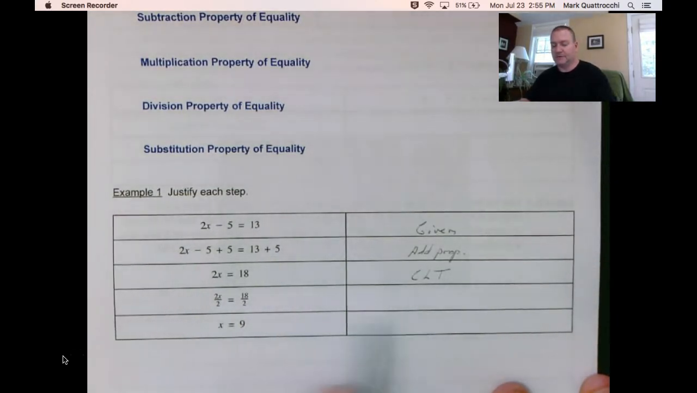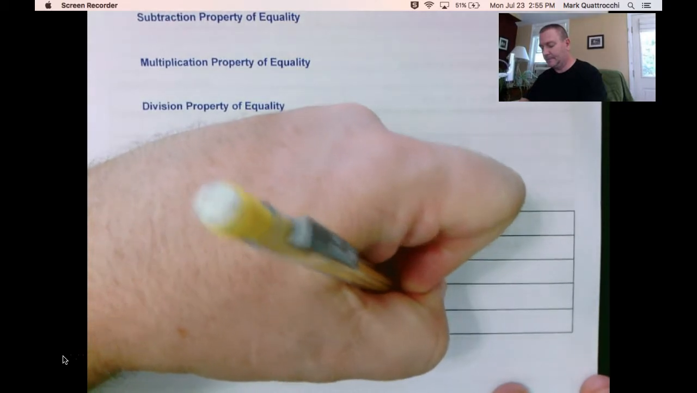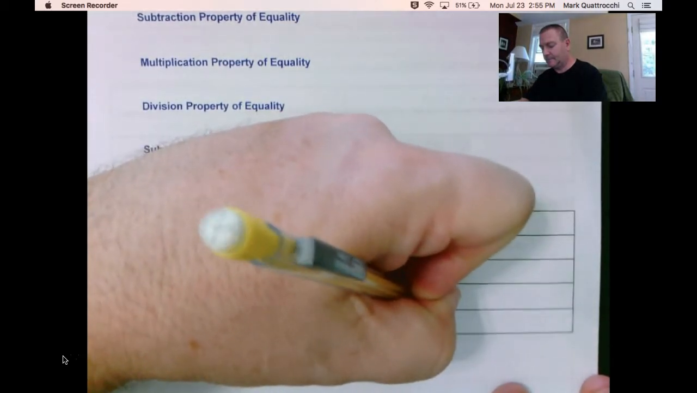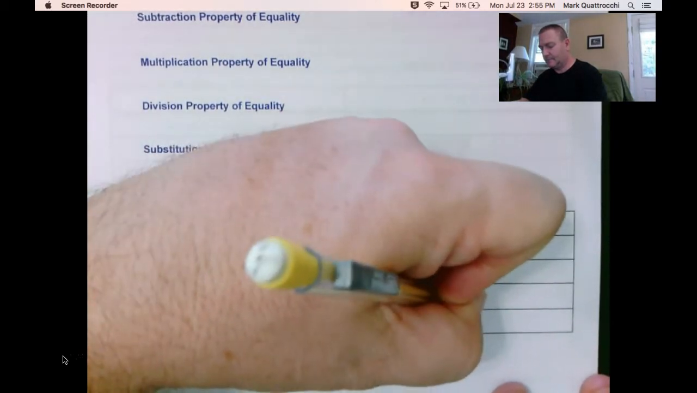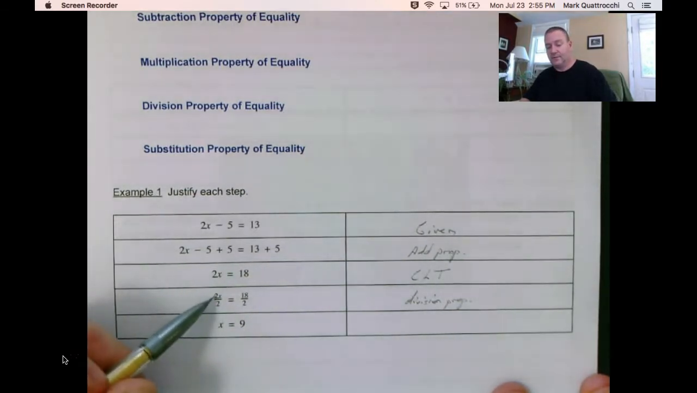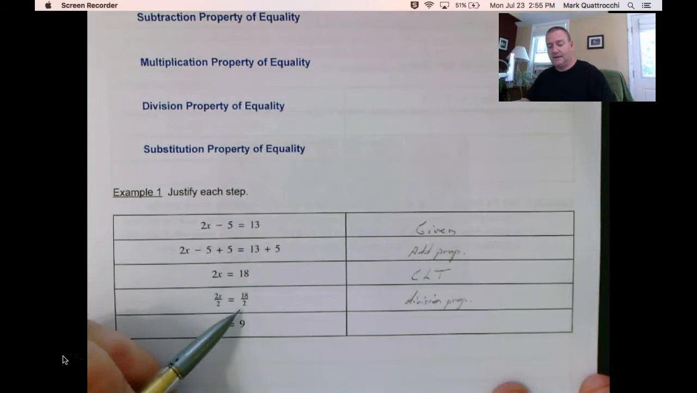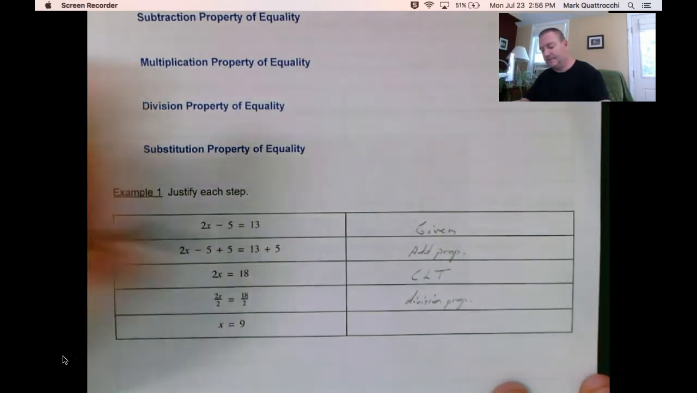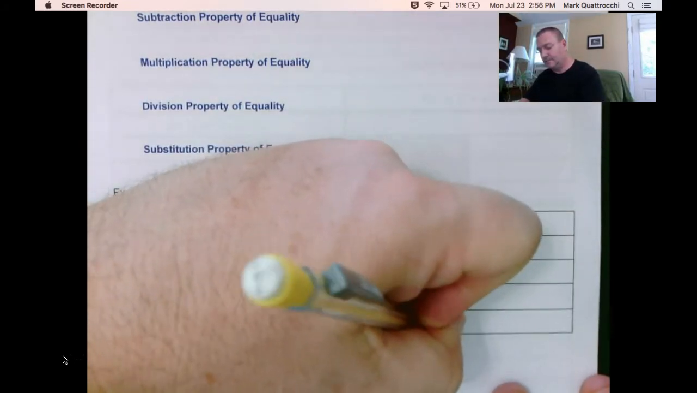So that's the expectation. Going from step 3 to step 4, we've divided the left side and the right side by 2. Division property. And going from step 4 to step 5, we have done the actual dividing. We've reduced the 2 and the 2, the 18 and the 2 to get a 9.